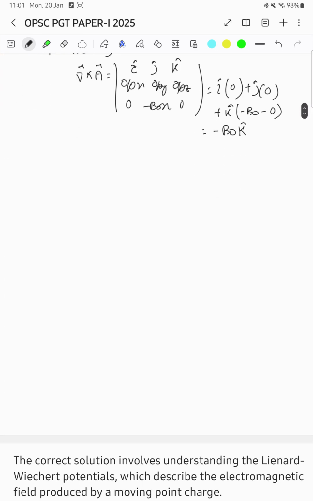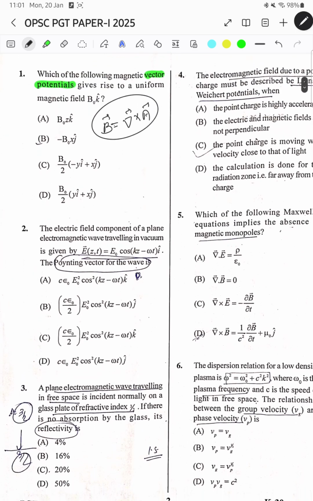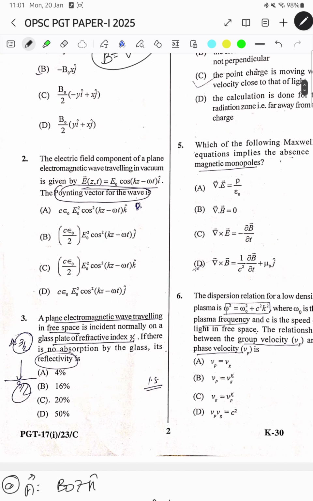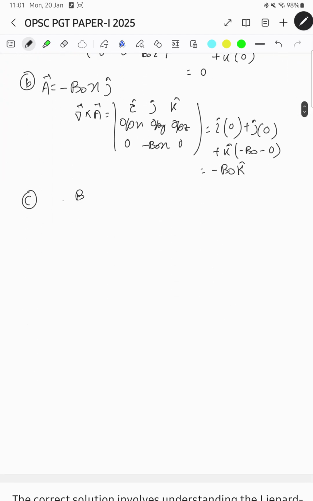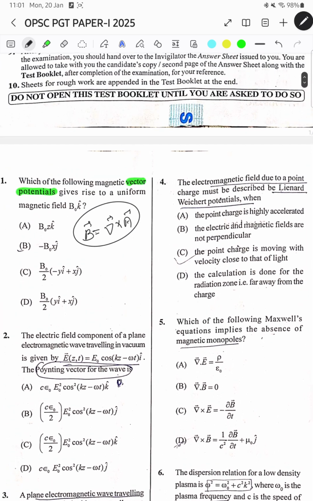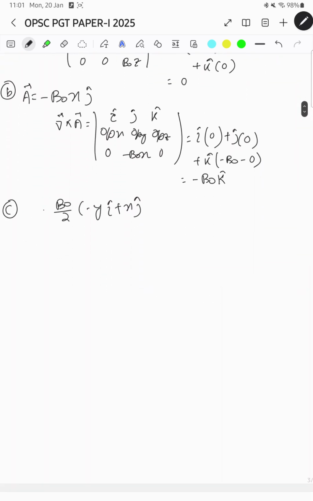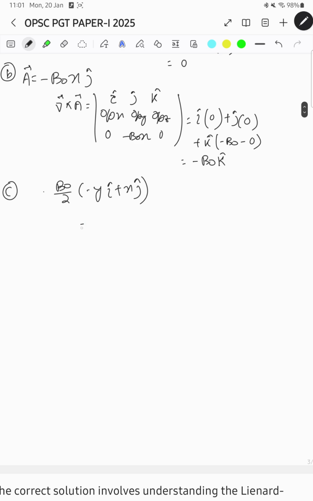Option C is B0 by 2 into minus y i cap plus x j cap. Okay, is it the option? Yes. Let me check it also.